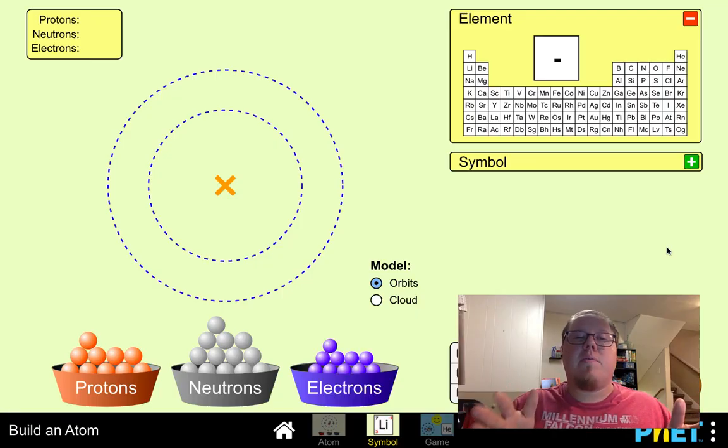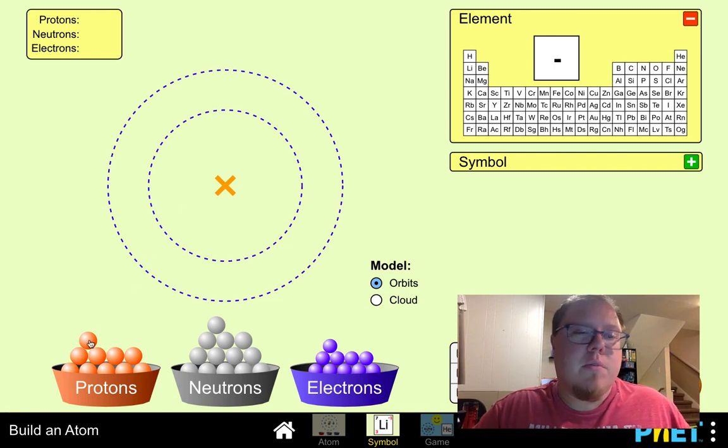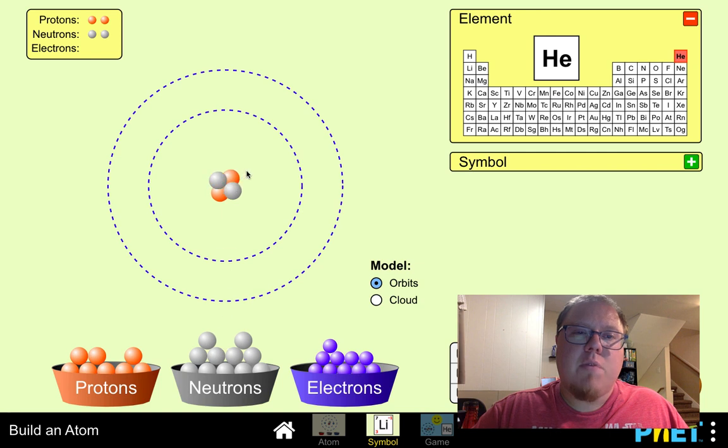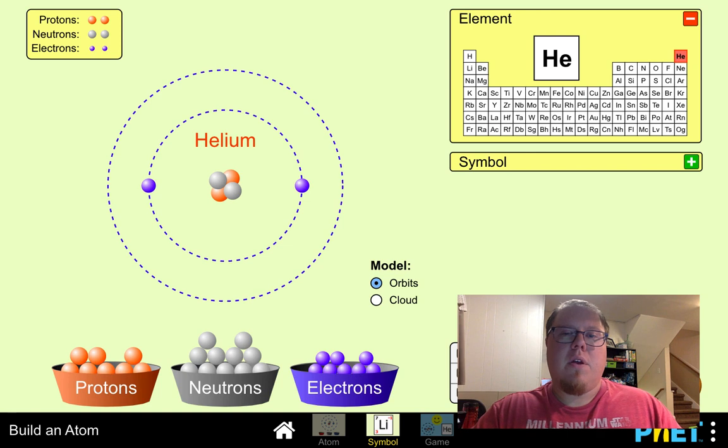Okay, so this is a simulation called Build an Atom. Essentially, you build an atom out of protons, neutrons, and electrons. So I can add a couple of protons in here, a couple of neutrons, they form together in the nucleus here, throw some electrons in there, and I have an atom. This atom is actually helium. Okay, it's a helium atom. If I click on the element here, it tells me it's helium.